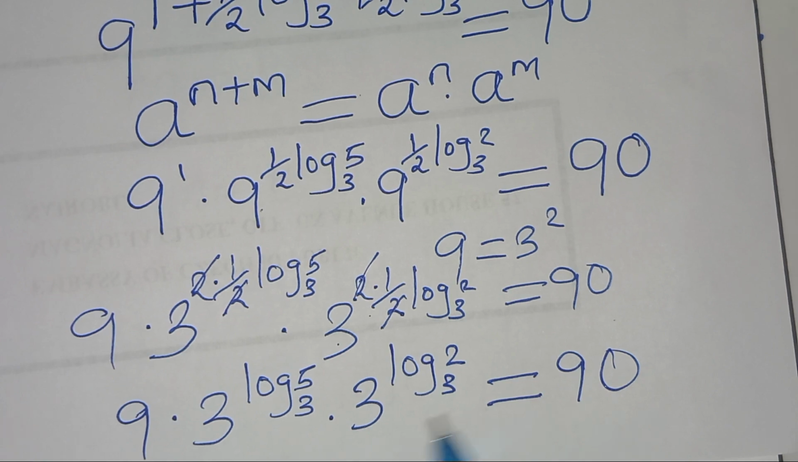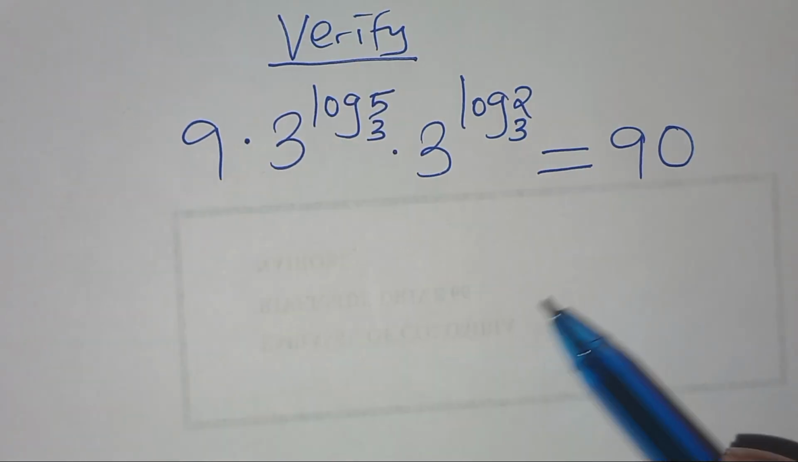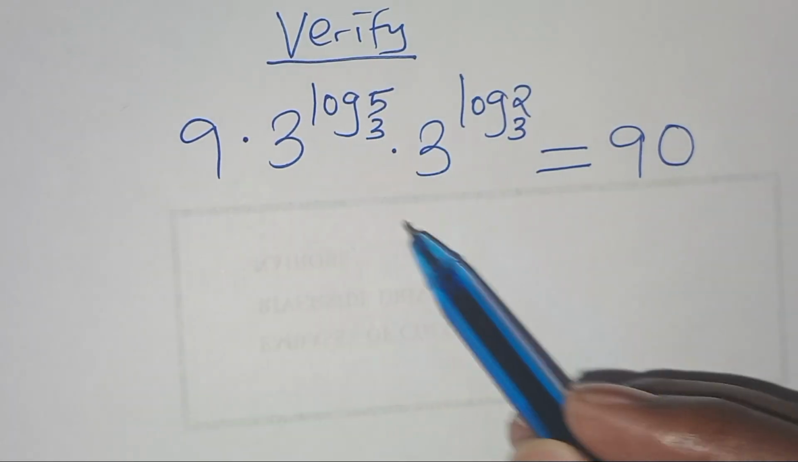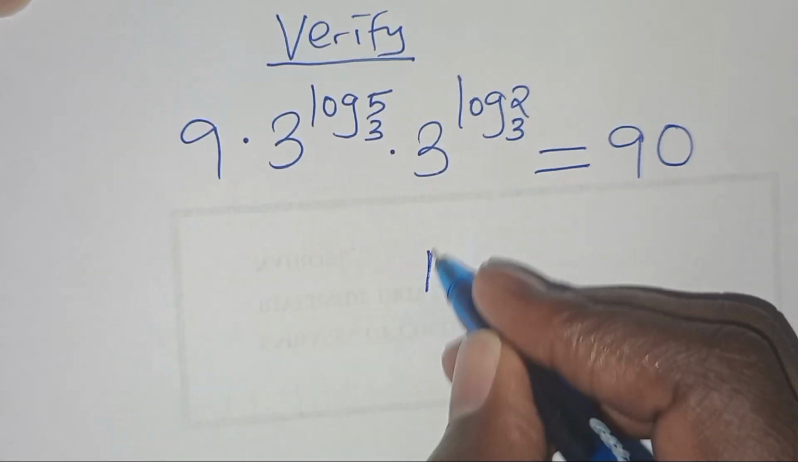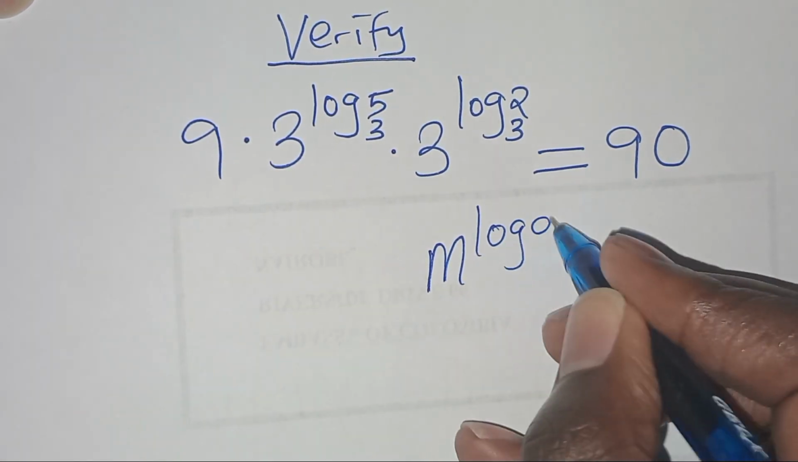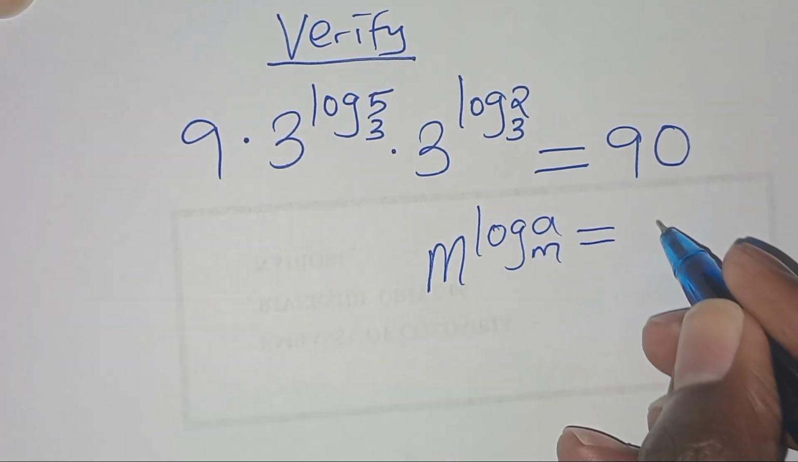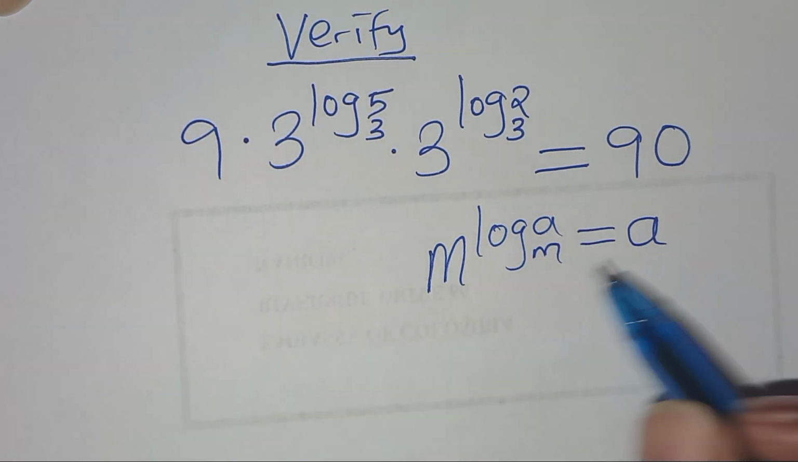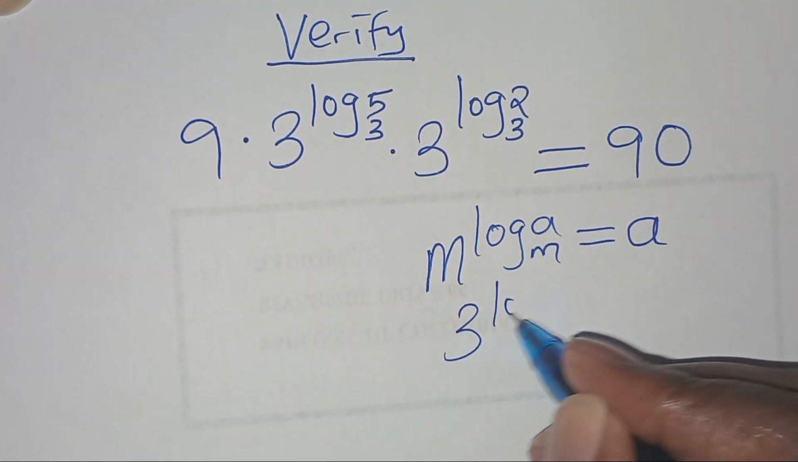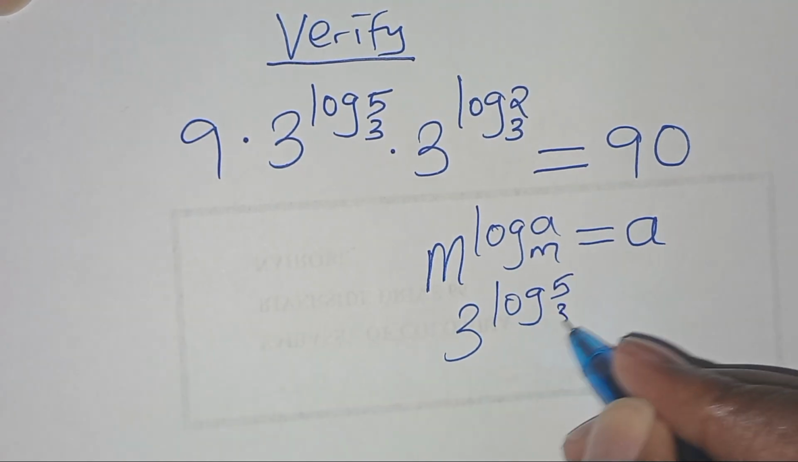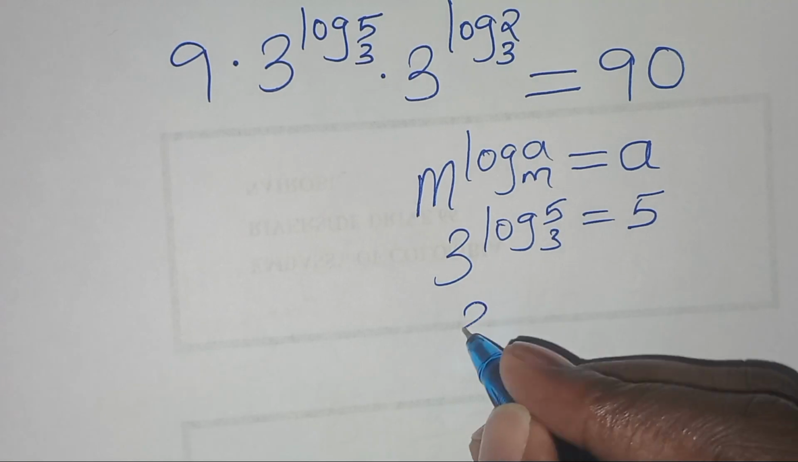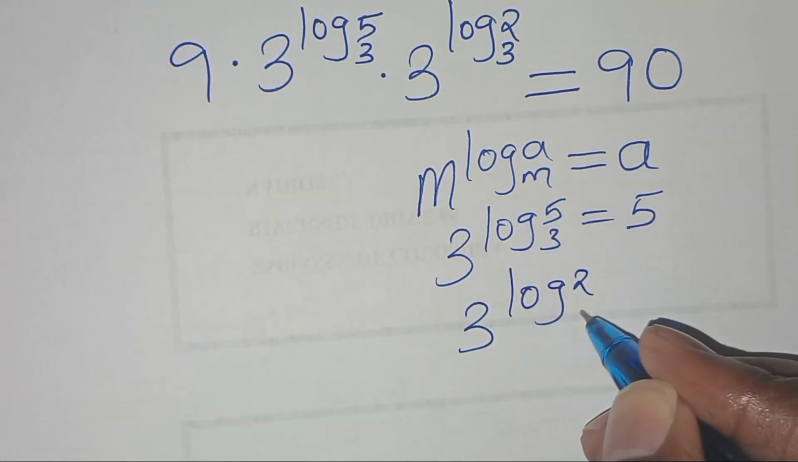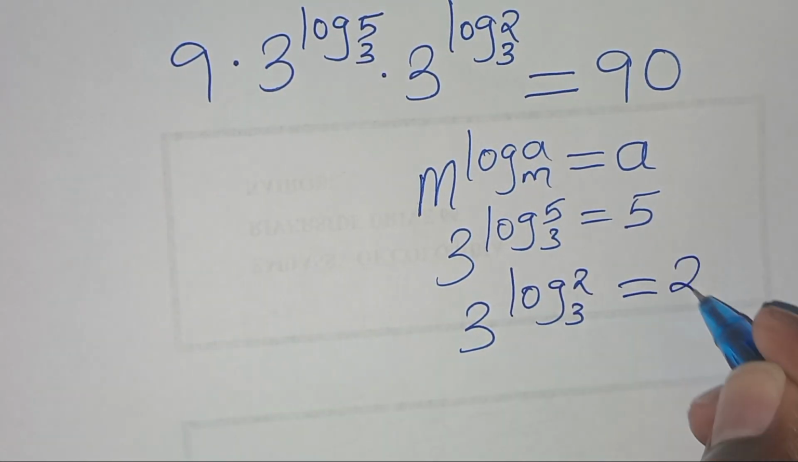Let's proceed from here. Now we have 3 to power log 5 to base 3 and 3 to power log 2 to base 3. This is in the form of m to power log a to base m, which gives us a value of a. So in this case, 3 to power log 5 to base 3 will give us a value of 5, and 3 to power log 2 to base 3 will give us a value of 2.